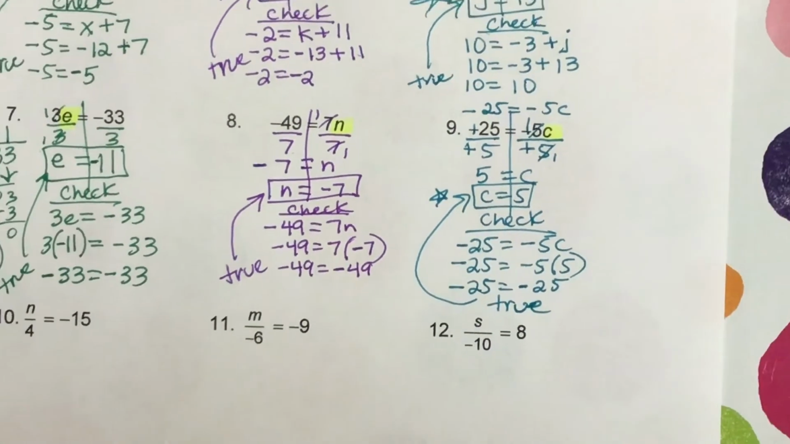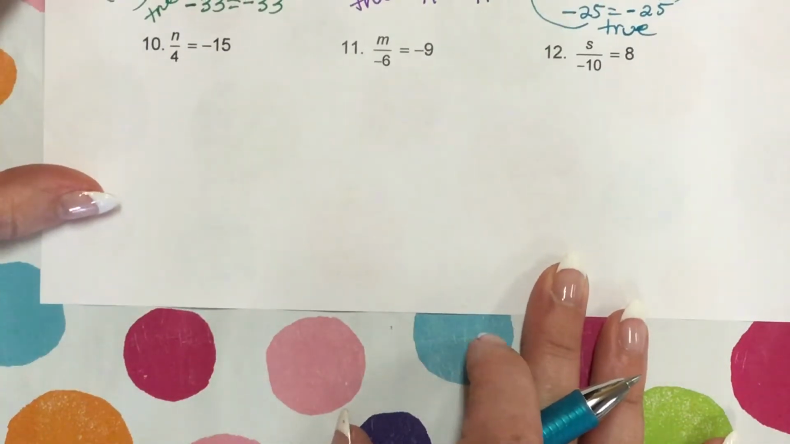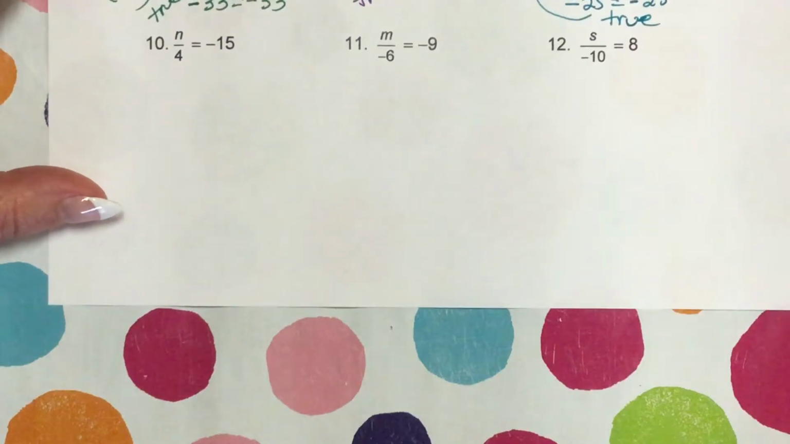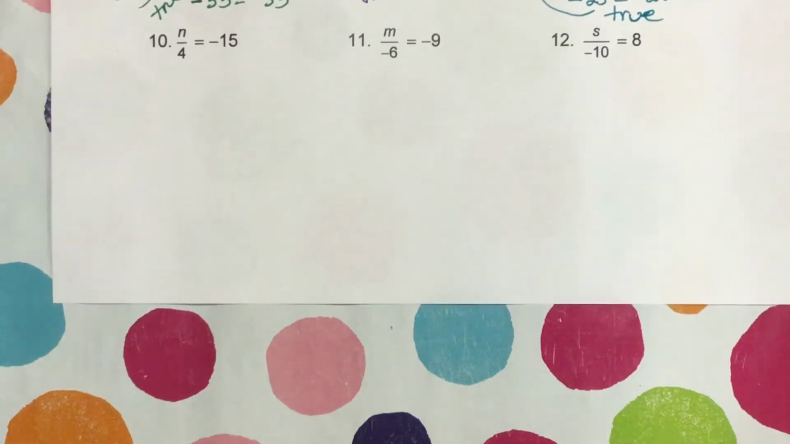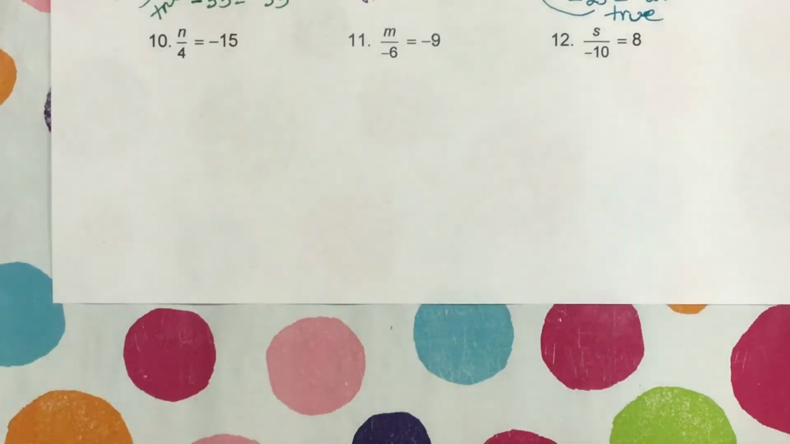So now what I want you to do is work on 10, 11, and 12. So go ahead and pause, work those out, and then I will see you in a bit. Oh, where's our friend the pause dragon? There he is. Okay, pause, work them out, and then come back and press play. See how you did.